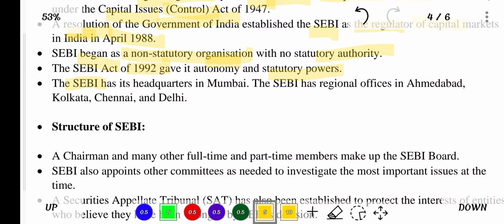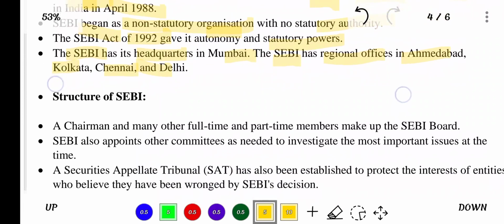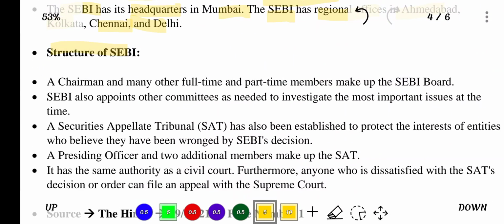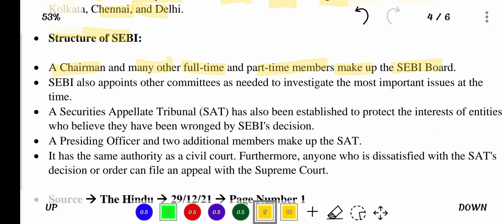The Sebi has its headquarters in Mumbai. The Sebi has regional offices in Ahmedabad, Kolkata, Chennai, and Delhi. So, the structure of Sebi includes a chairman and many other full-time and part-time members who make up the Sebi board. Sebi also appoints other committees as needed to investigate the most important issues at the time.